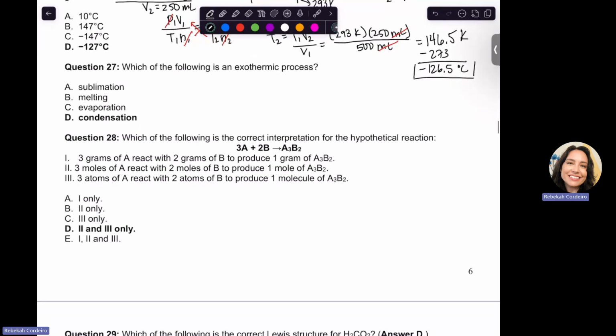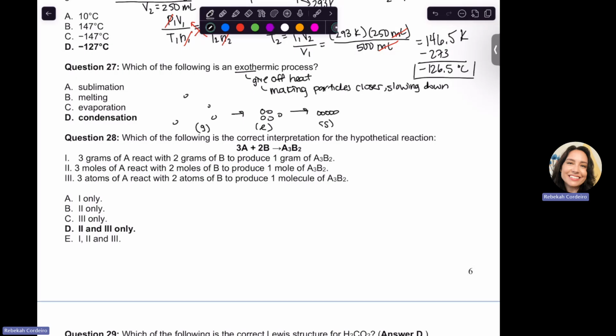Which of the following is an exothermic process? So exothermic means give off heat. We can also think about it as making particles closer together, so we're slowing them down. So we're thinking about going from something like this to something like this. If this was a gas, this is a liquid, or going from a liquid to a solid.